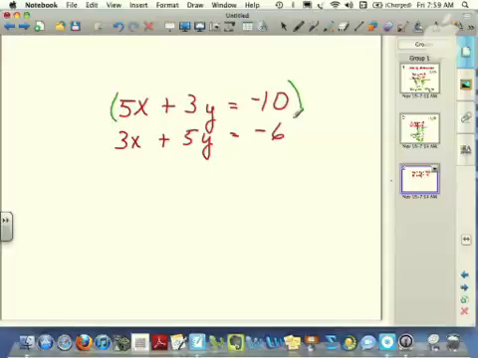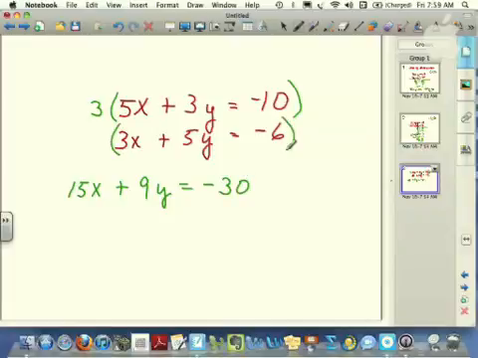So to change the first one into 15, I will multiply the first equation by 3. Don't forget you want to multiply every term in that equation by 3, including the last term. The second equation, I'm going to multiply by negative 5. That way I will get a negative 15x plus negative 25y equals positive 30.